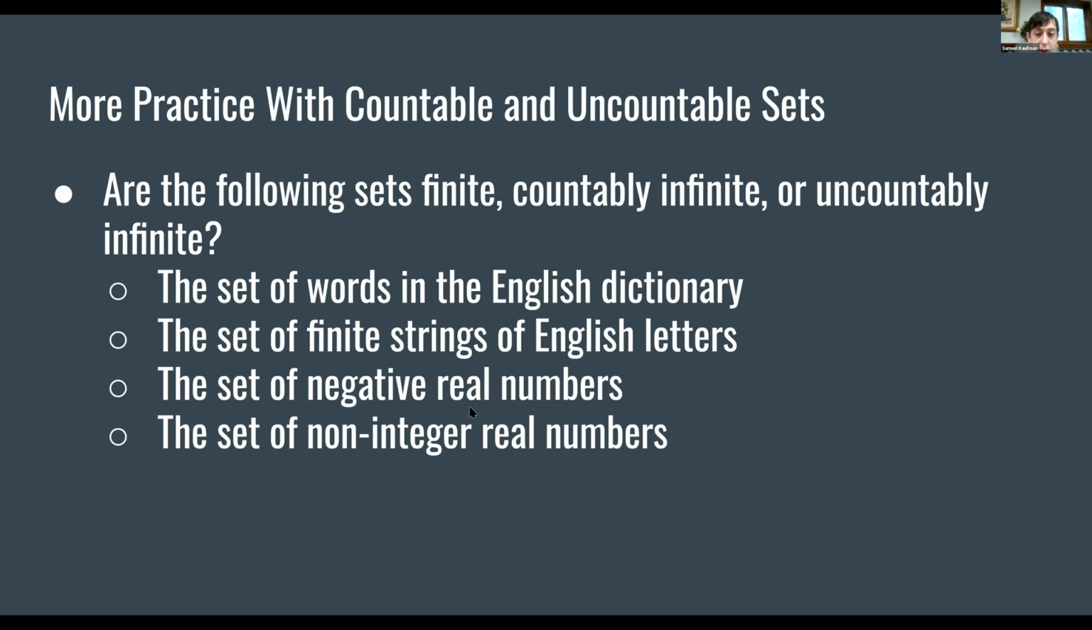Yep, these are going to be uncountably infinite because remember, if we just take the real numbers alone, those are already uncountable. And then if you just take the negative ones, you didn't really change anything. They're still uncountable. And then the fourth one is the set of non-integer real numbers. So we take the real numbers, then we take away the integers. So that's like 0, 1, 2, 3, and then also -1, -2, -3. Is this set going to be finite, countably infinite, or uncountably infinite?